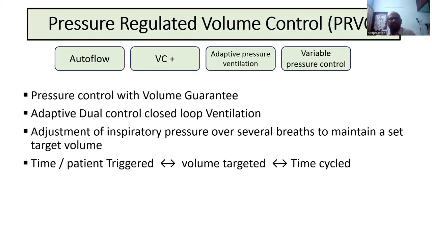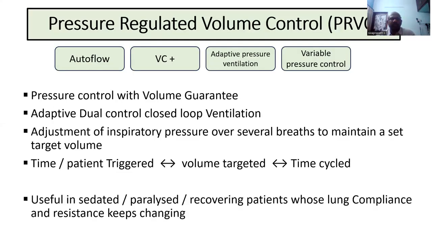The descriptive points are, it is either time or sometimes patient triggered. It is a volume targeted mode and it is time cycled. It is very useful in sedated paralyzed patients who are recovering from that sedation and paralysis and whose lung compliance and resistance keeps changing. There, you can assure that some good tidal volume is delivered with a pressure control type of delivery.